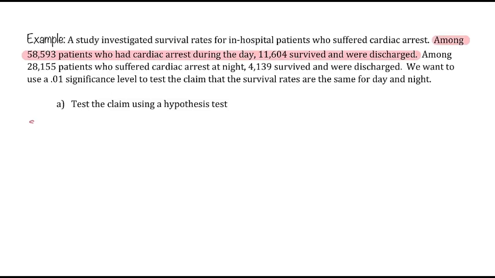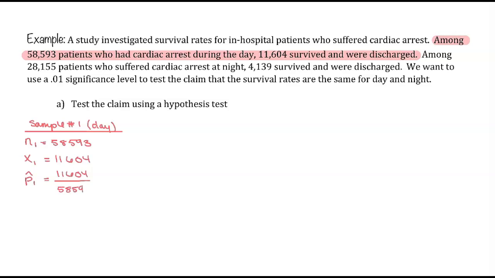We'll have our first sample consist of those patients that suffered cardiac arrest during the day. The total sample size, or n1, is 58,593, and the number of successes in this case, x1, is 11,604. Those are the patients that survived. This gives us a sample proportion, p1 hat, of 11,604 divided by 58,593, or 0.1980, just under 20%.